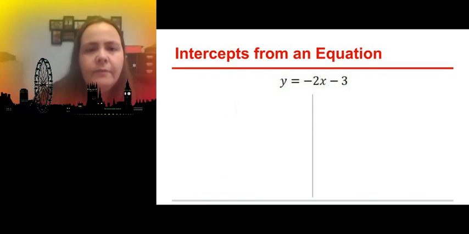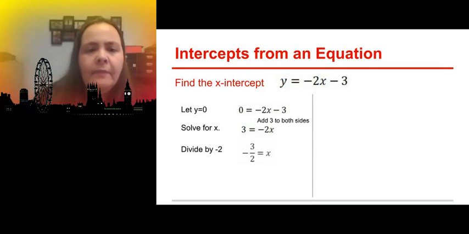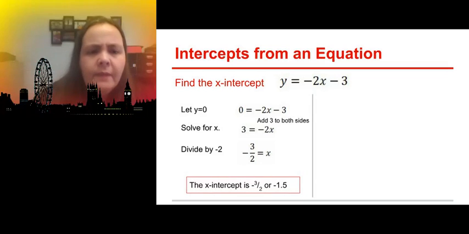We can also have equations that are already solved for one variable. So here we have another equation. To find the x-intercept, we're going to let y equal 0. And when we do that, we get 0 equals -2x minus 3. Now, as we start to solve for x, we're going to have to add 3 to both sides. So that gives us 3 equals -2x. And now we're going to divide by -2. And that gives us -3/2 equals x. And that tells us that the x-intercept is -3/2, or if you wanted to express that as a decimal, it's -1.5.